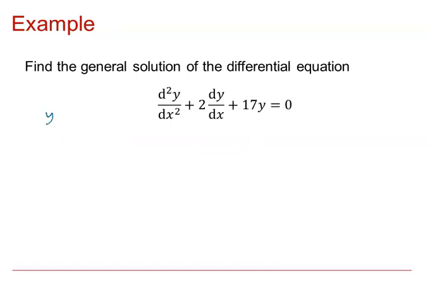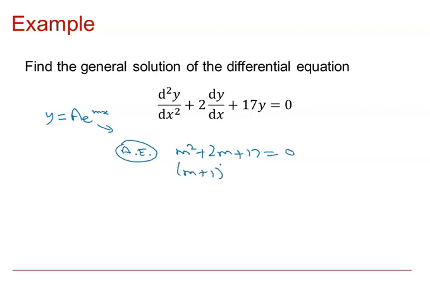So in this example, we could be trying y equals A e to the mx, and that would produce the auxiliary equation m squared plus 2m plus 17 is 0. I'm going to solve this by completing the square. (m plus 1) squared plus 16 is 0. Therefore, m plus 1 is plus or minus 4i, and therefore m is minus 1 plus or minus 4i. Of course, you could solve the quadratic by using a quadratic formula as well.